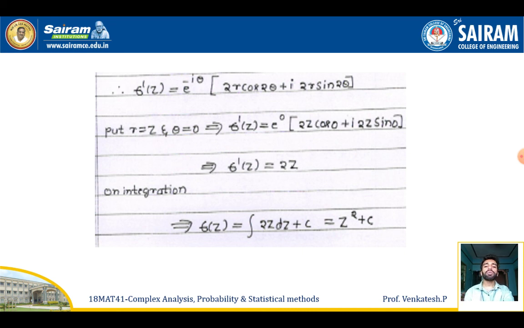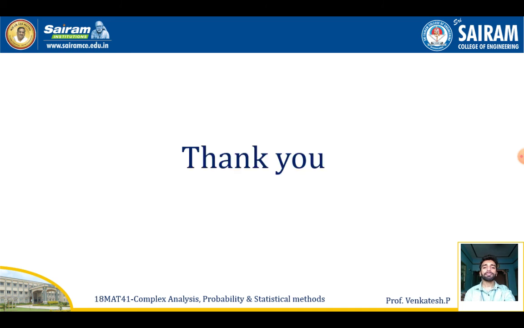I got it. So now I'm going to replace r is equal to z and theta is equal to 0 in the above equation. So I'll be getting f dash of z is equal to e power 0 into 2z cos 0 plus i into 2z sin 0. Sin 0 is 0, cos 0 is 1. So I'll be getting f dash of z is equal to 2z. On integrating this with respect to z to find f of z, I'll be getting f of z is equal to integration of 2z dz plus c, and it will become z square plus c, which is the required analytic function. Thank you.